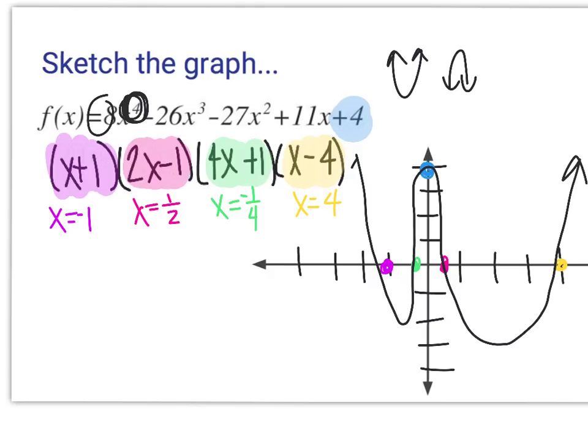And it's going to look something like that. Now, is that a perfect looking graph? No, not at all. But we at least have some idea of what the graph is supposed to look like. And that's what we're trying to figure out. So, type that in Desmos. Type in 8x to the 4th minus 26x to the 3rd minus 27x squared plus 11x plus 4, and see if you get a graph that looks something like that. I promise you, you will.